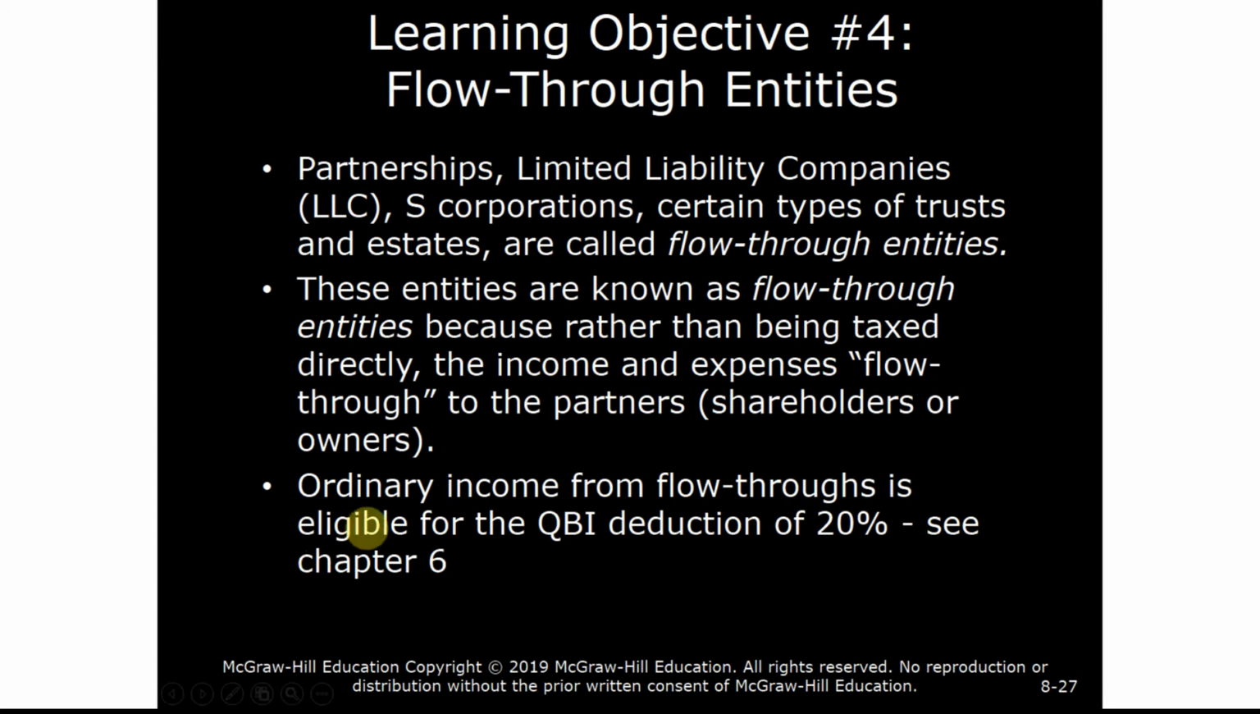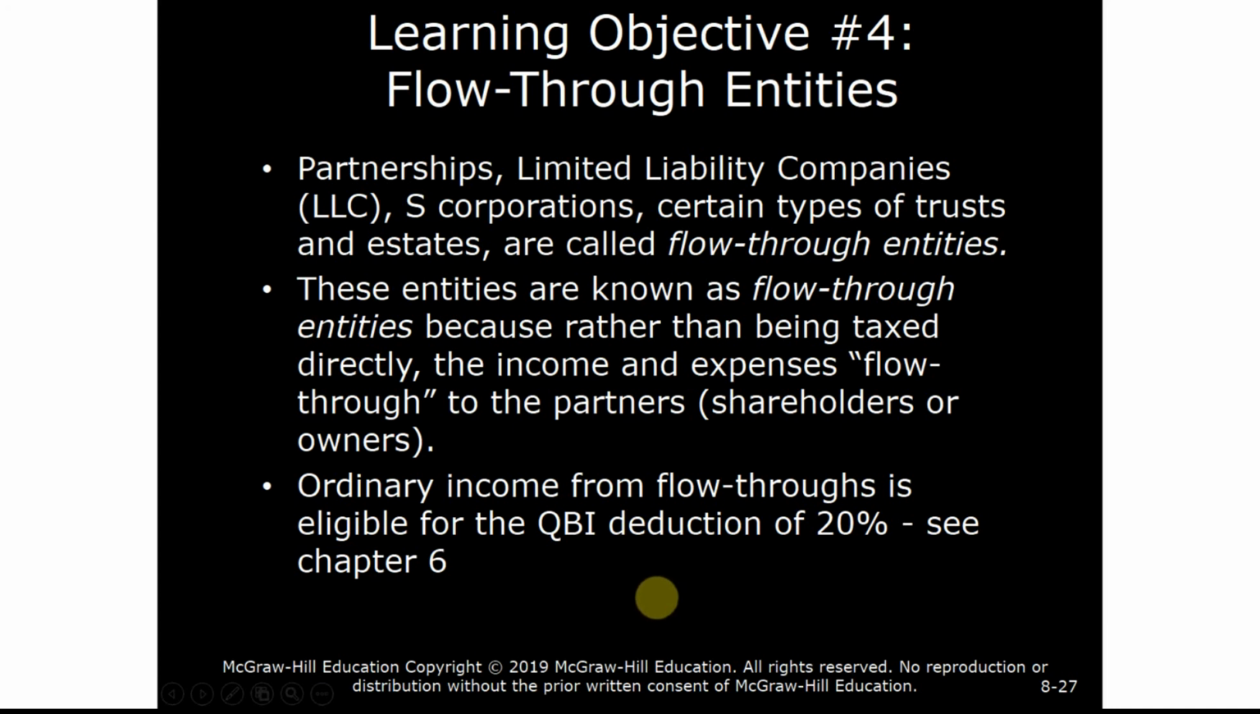And by the way, this is new for the 2018 tax year: ordinary income from flow-through as well as Schedule C income may be eligible for the qualified business income deduction of 20%. We talked about that in Chapter 6 for lower income companies. So the first 20% of income is not taxable.